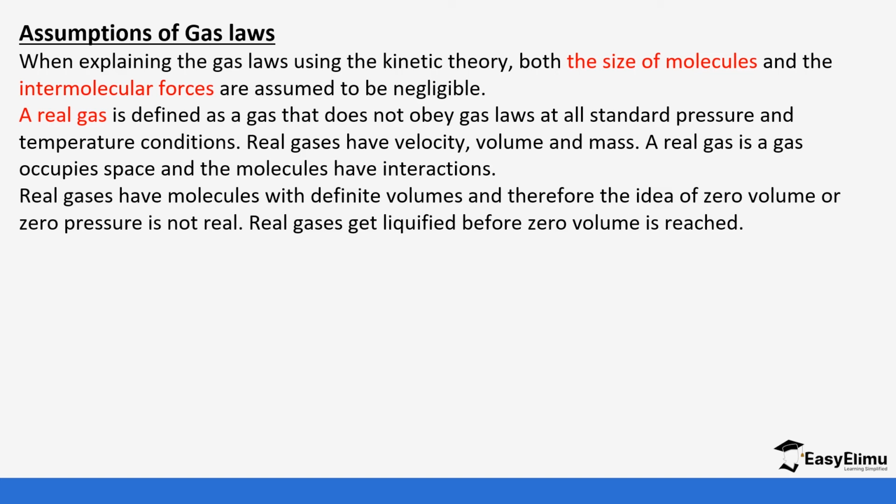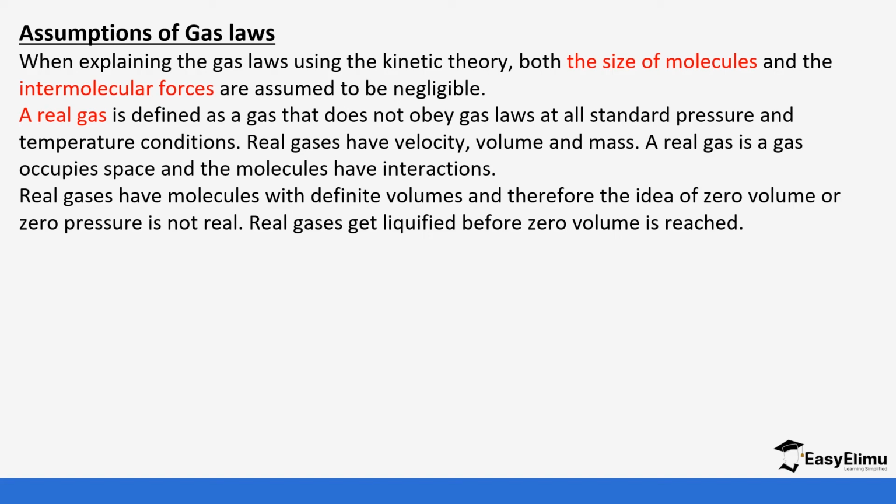So a real gas is defined as a gas that does not obey the gas laws at all standard pressure and temperature conditions. So real gases do not obey these laws. They have velocity, volume, and mass. It occupies space and the molecules have interactions.